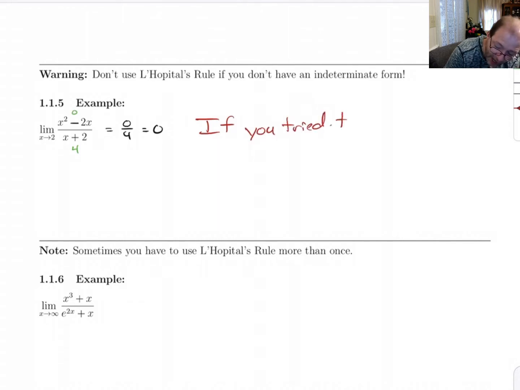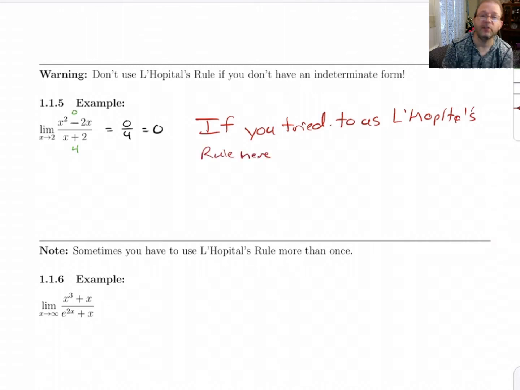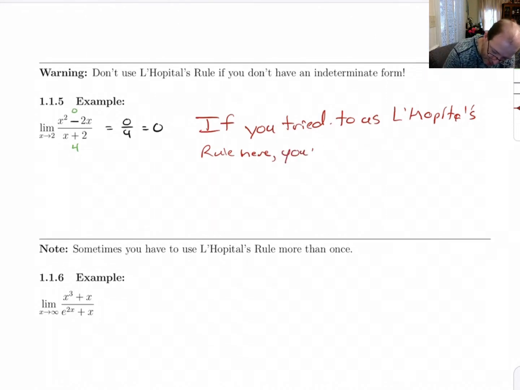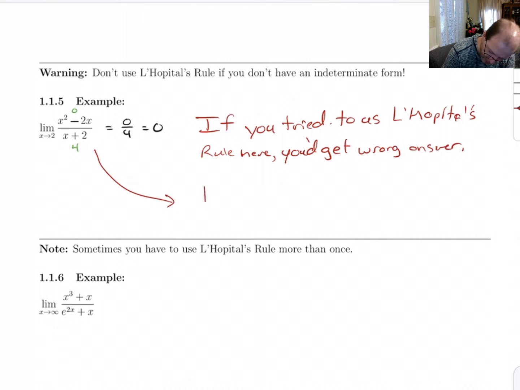But if you tried to use L'Hopital's rule here, which you absolutely should not do because this is not an indeterminate form, you get the wrong answer. And let me show you what would happen. If we did it by L'Hopital's rule, the top of this would become 2x minus 2, and the bottom would just become 1.